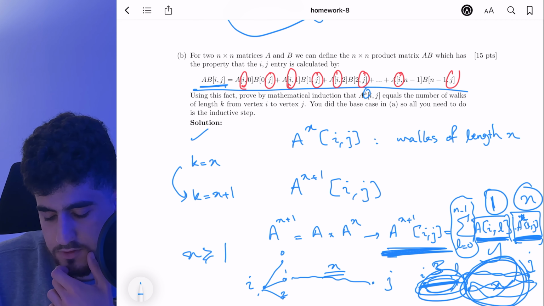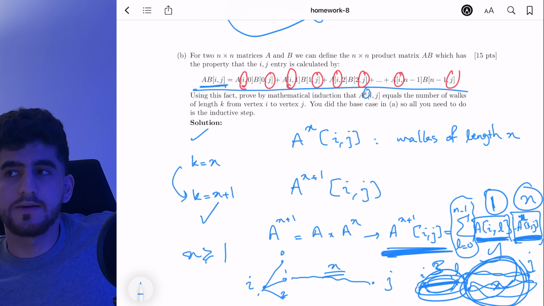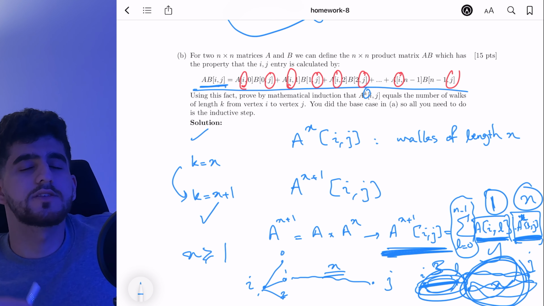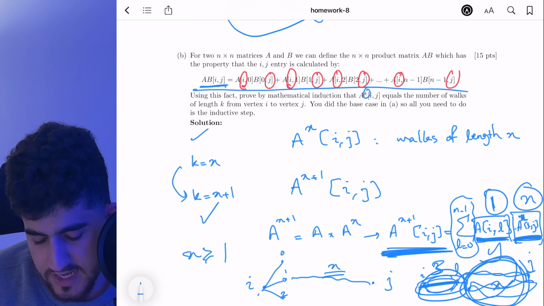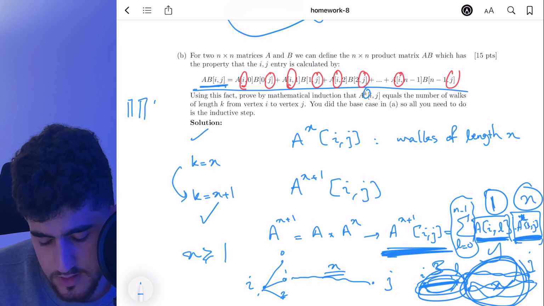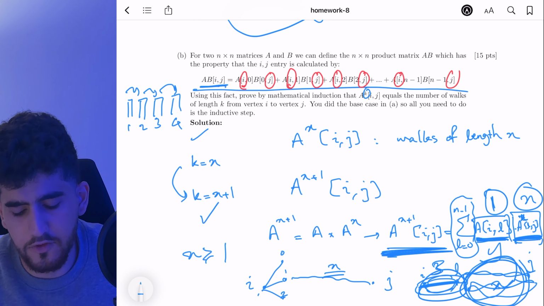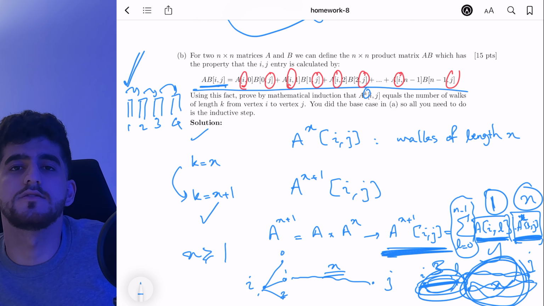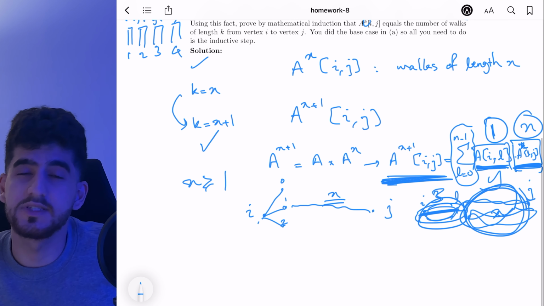So if it is correct for k equal to x, then it is correct for k equal to x plus 1. For example, if it is correct for k equal to 1, then it is correct for k equal to 2. If it is correct for k equal to 2, then it is correct for k equal to 3. So again, it's like we have some dominoes. We know that if 1 is true, then 2 is true. If 2 is true, then 3 is true. If 3 is true, then 4 is true, and so on. Then if we show that 1 is true, then all of them are true. And we're done. So this is how you can solve the last problem as well.